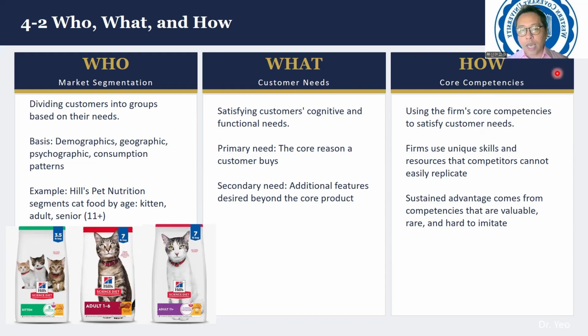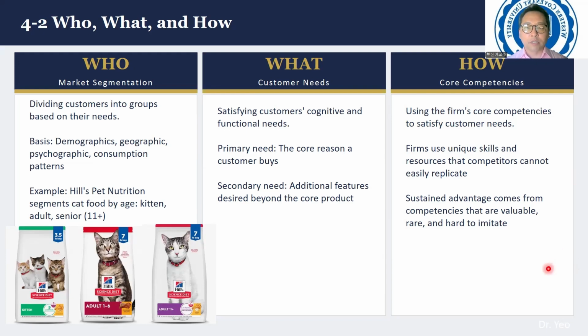A firm's how is shaped by what it does better than anyone else. If a company has exceptional logistics, it might satisfy customers by delivering faster. If it has superior design talent, it might satisfy customers with better looking products. Core competencies are the how. So different companies have different core competencies, right?